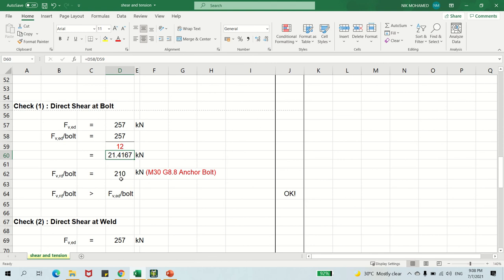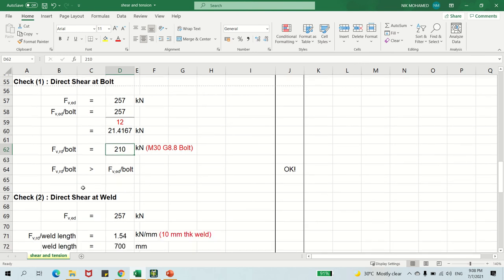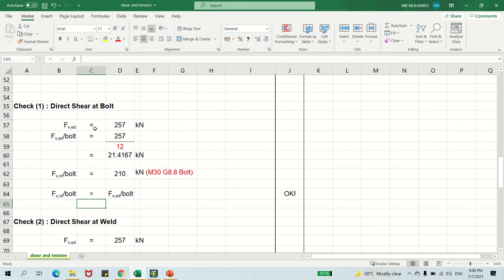Okay. Dan kemudian kita kenal pasti berapakah nilai resisten bagi setiap bolt. Bagi M30 grade 8.8 bolt saja, bukan anchor bolt. So bersamaan dengan 210 kilonewton. Ini kita boleh rujuk kepada table lah. Kalau tuan-tuan guna table Eurocode, akan jumpalah nilai-nilai resisten bagi setiap bolt tu berapalah, untuk bagi tension dan juga bagi shear force. So kita compare antara resistance dan juga dengan force acting on the bolt. So kita boleh lihat nilai resistance kita lebih tinggi daripada nilai shear force kita. So kita punya direct shear at the bolt is okay.